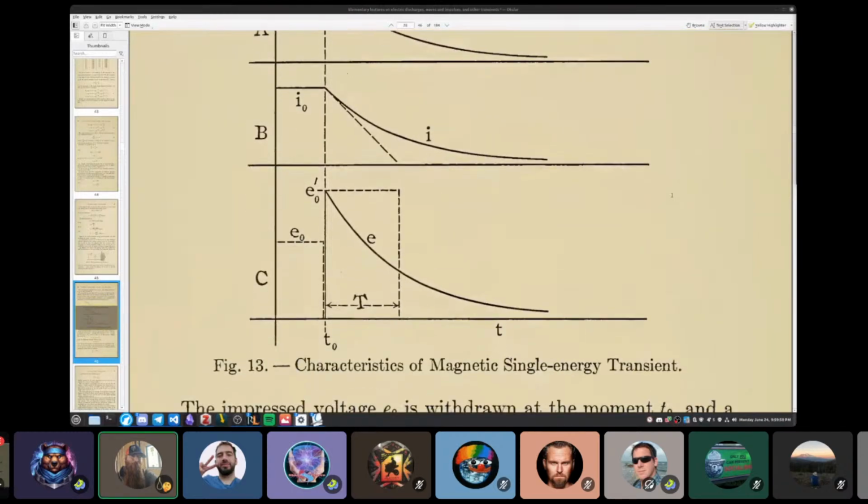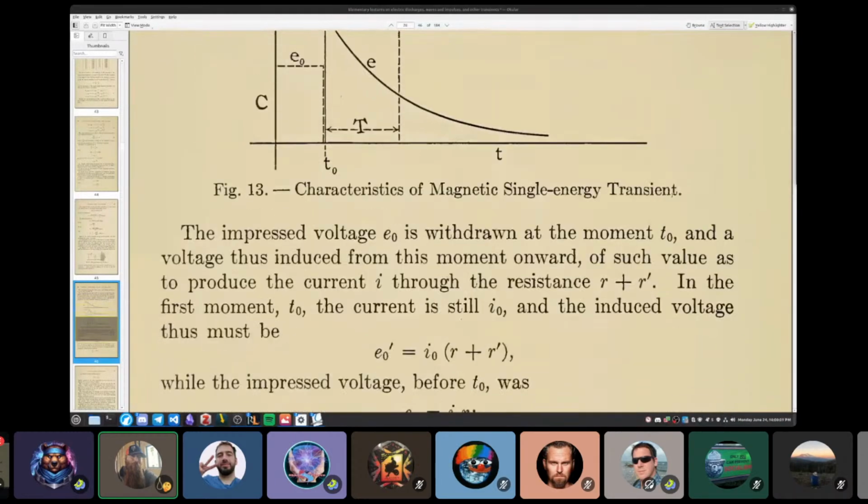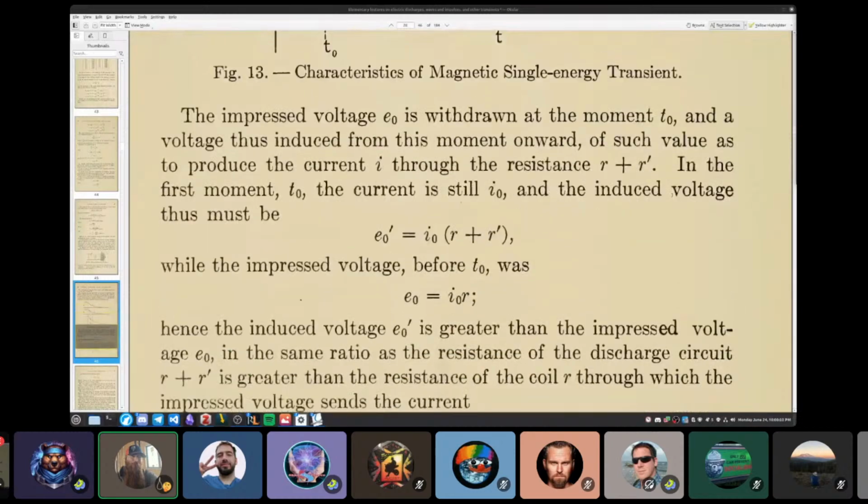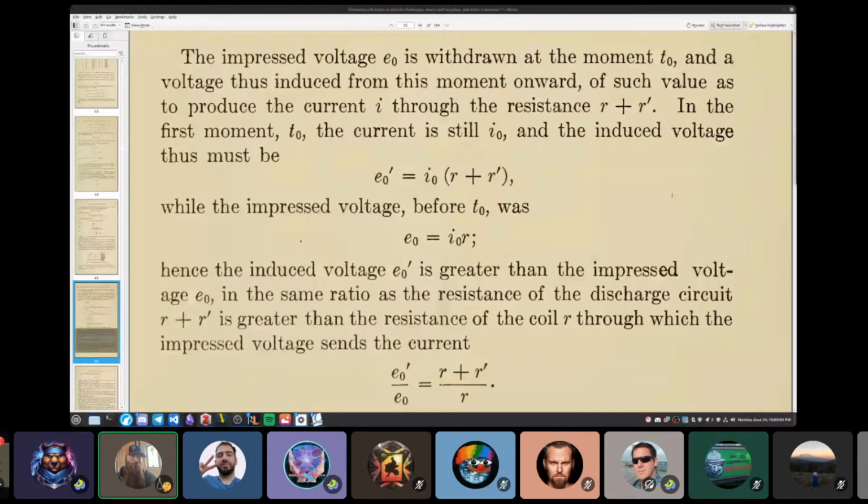The impressed voltage E naught is withdrawn at the moment T naught, and a voltage thus induced from this moment onward of such value as to produce the current I through the resistance R plus R prime. In the first moment T naught, the current is still I naught, and the induced voltage thus must be E naught prime equals I naught times (R plus R prime), while the impressed voltage before T naught was E naught equals I naught R.